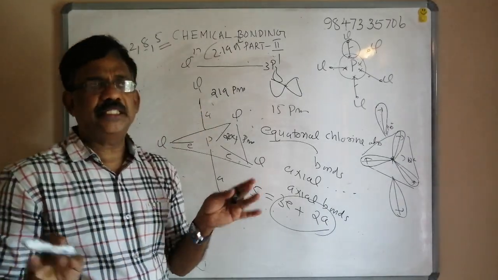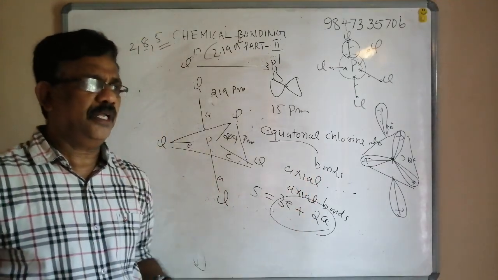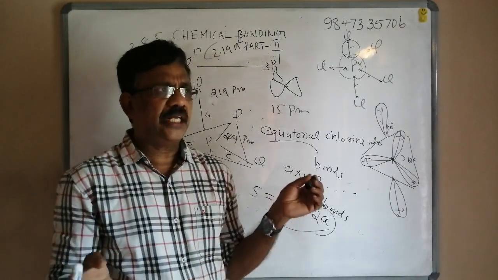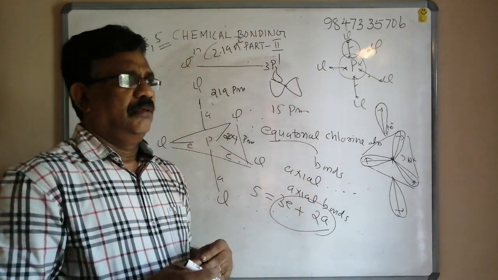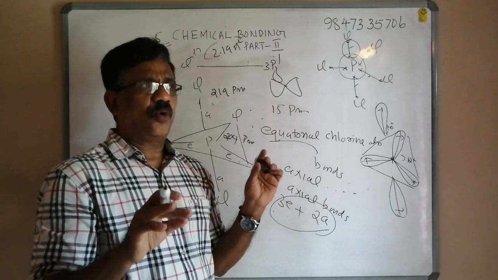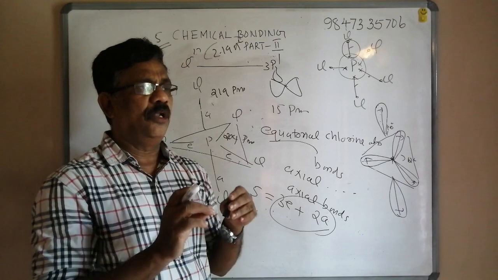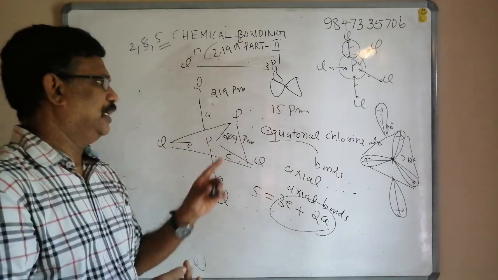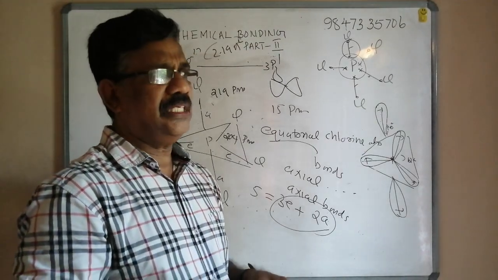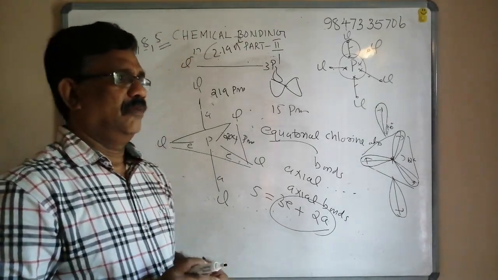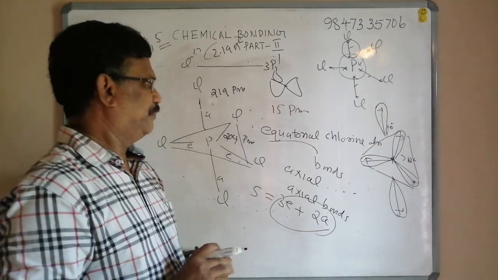So the final discussion: PCl5 has sp3d hybridization and trigonal bipyramid shape. We divided the 5 bonds into 2 categories, equatorial and axial. From experiments, electron diffraction studies show the axial bond is a little longer than the equatorial bond by 15 picometer. What is the reason for this? Why is this bond elongated?